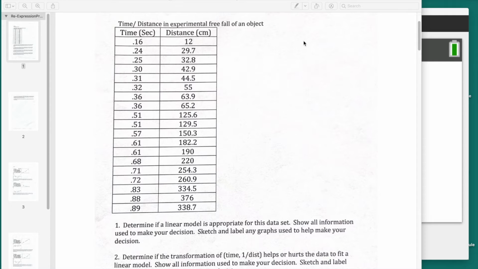Okay, so this video is looking at the re-expression practice that we would do after Chapter 10. So right now we're looking at the worksheet. We're looking at time, distance, and experimental free fall of an object. So we have how much time and the distance it's traveling. And that's the data set we're going to look at.